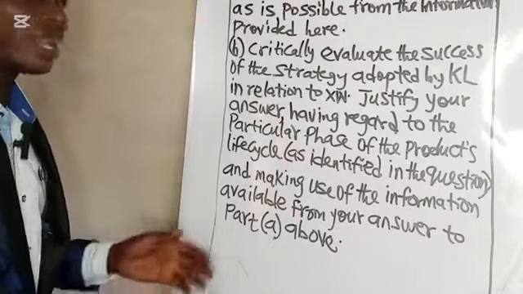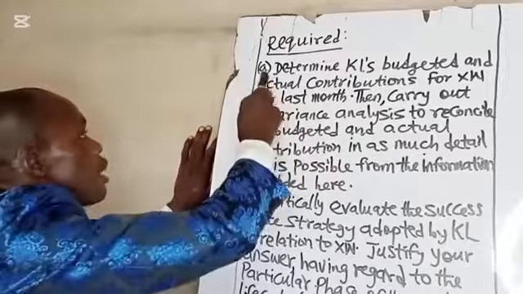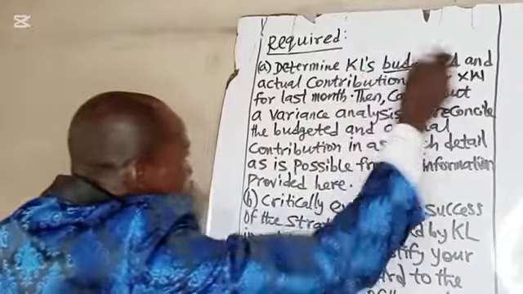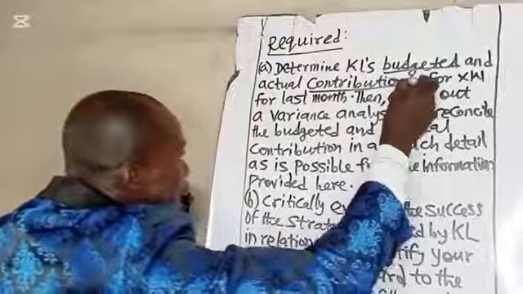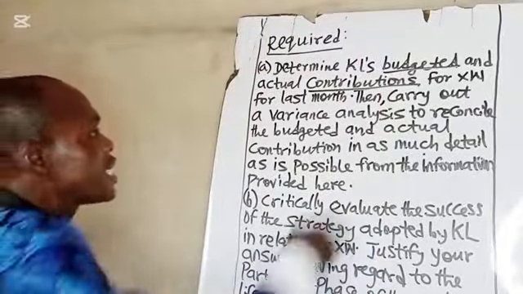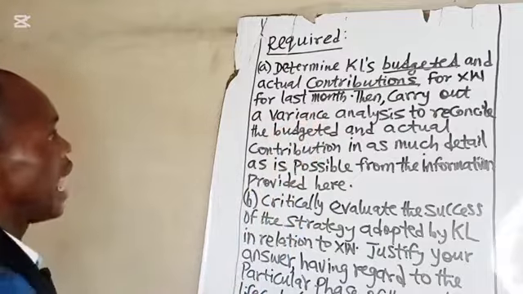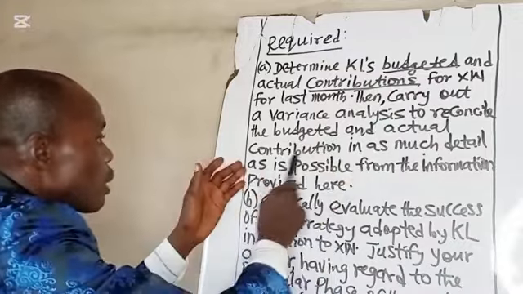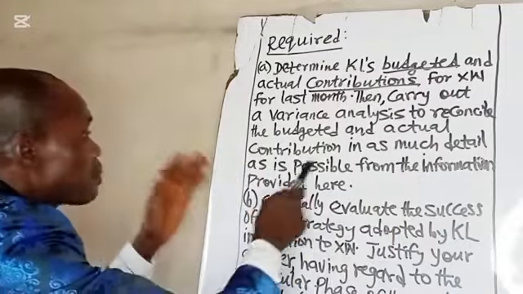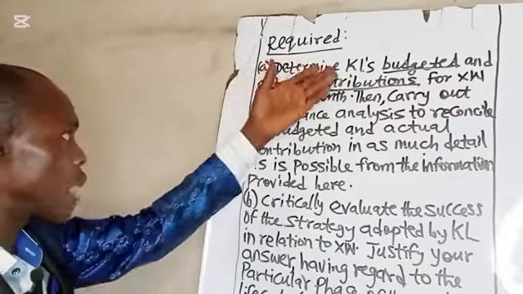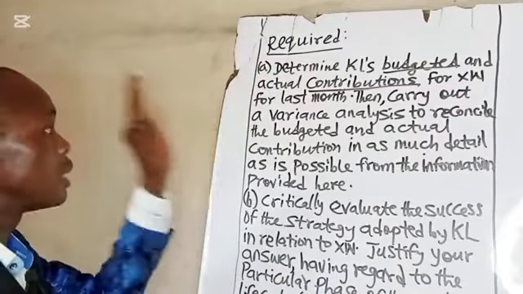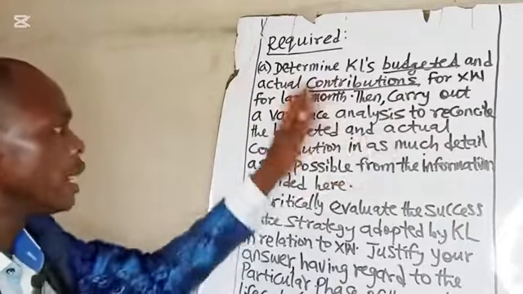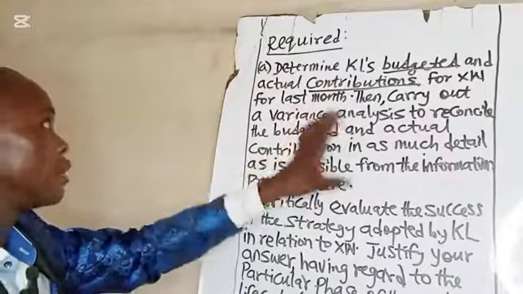That is the question. Now, let's have the solution to the question. In the A part of the question, you are to determine the budgeted contribution and, at the same time, the actual contribution for XW for last month. Then you are to carry out the variance analysis to reconcile the budgeted and actual contribution in as much detail as is possible from the information provided. You want to calculate the budgeted contribution, at the same time calculate the actual contribution, then carry out the variance analysis, then do a reconciliation statement. That is the requirement of the A part of the question.